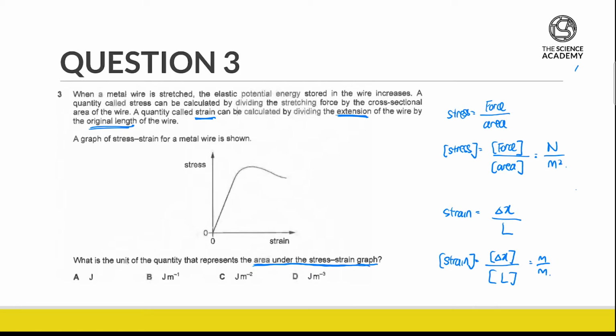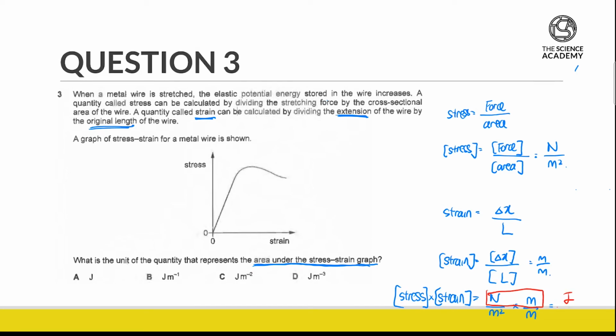So the unit of the area is simply going to be the stress times the strain. Okay, the unit of stress times the unit of strain. So we have newtons per meter squared multiplied by meters divided by meters, right? So on our top, in our numerator, we have newtons times meters, and this gives us, of course, joules, all right, because we know that a possible unit for work done, which is essentially energy, is going to be newtons times meters.